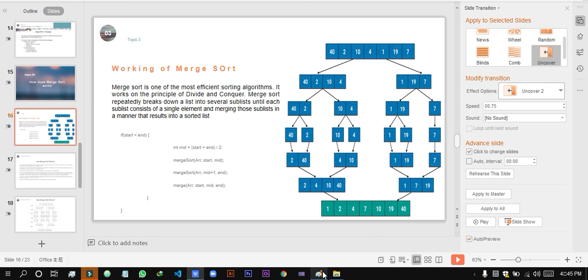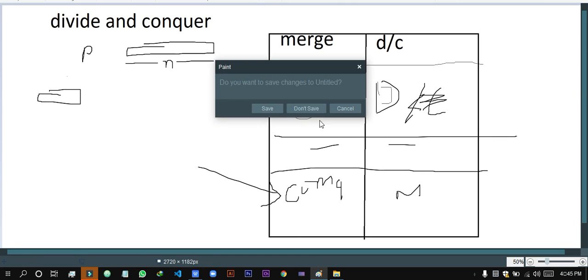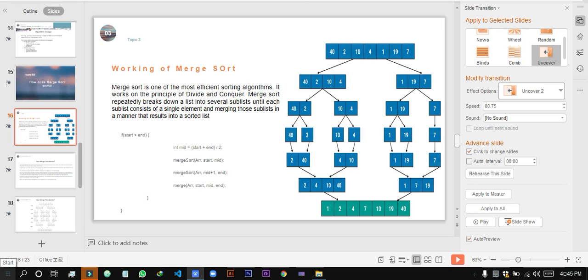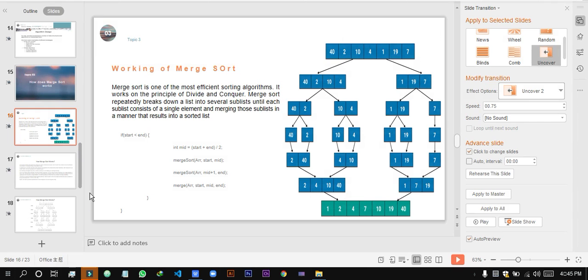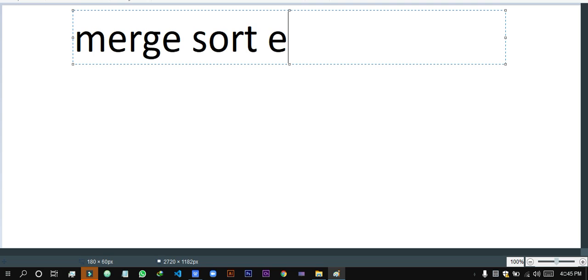So now we will work on how a merge sort works. Okay, just give me a second. I'm using PowerPoint. So okay, now merge sort example.